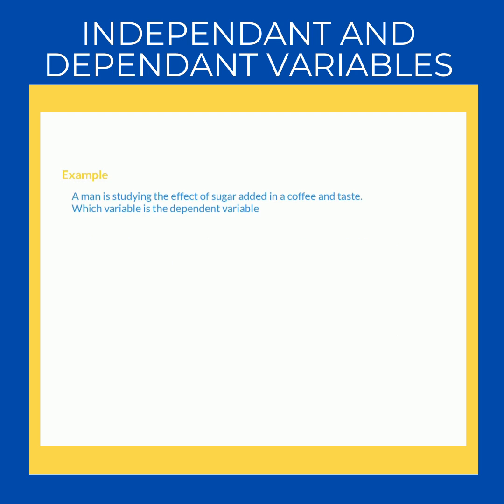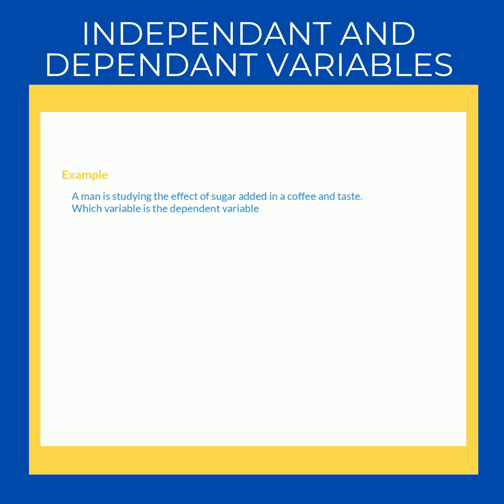Now in this second example, it says a man is studying the effect of sugar added in a coffee on the taste. Which variable is the dependent variable? So I have two variables here. The first variable is the taste, while the second variable is the amount of sugar added in coffee.